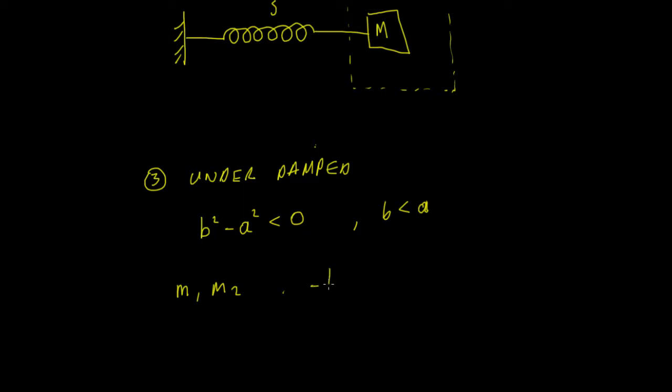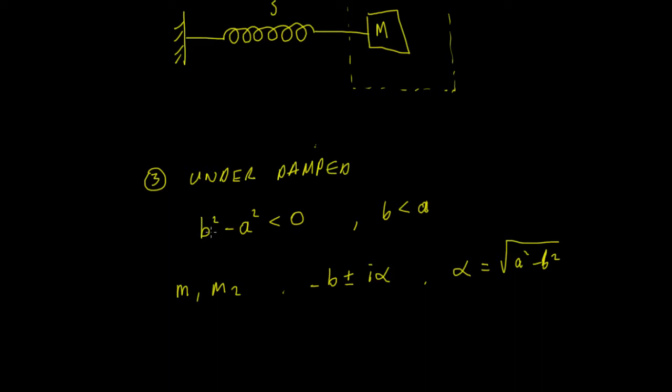So you're going to have minus b plus or minus i times alpha, where alpha is going to equal the root of a squared minus b squared. Okay, so again, if you look at the previous videos, you'll see where we got that from. We've been through the whole derivation in order to find the auxiliary equation and then a general solution for the damped harmonic oscillator.